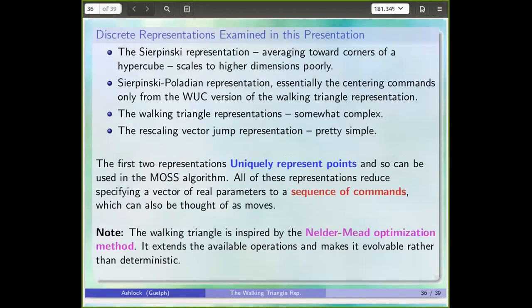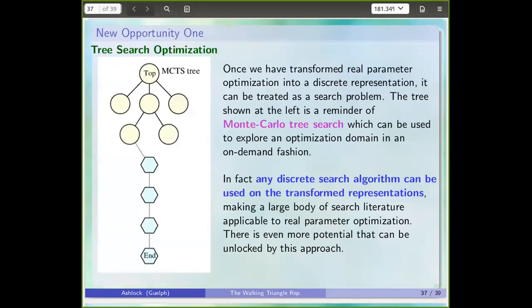But let's wind up. Discrete representations I've looked at include the Sierpinski representation, the averaging toward corners of a hypercube that scales to higher dimensions poorly; the Sierpinski-Palladian representation, which is just the centering commands from the walk-uncenter-center version of the walking triangle representation; the full walking triangle representation, which is a little complicated; and the rescaling vector jump representation that I just showed you one slide ago. The first two uniquely represent points in the string language and so can be used for the multi-optima Sierpinski searcher that I showed you all those Mini-Brots with. All the representations reduce specifying a vector of real parameters to a sequence of commands, which can also be thought of as moves. And again, I said this earlier, but the walking triangle is the result of seeing if we could generalize Nelder-Mead optimization.